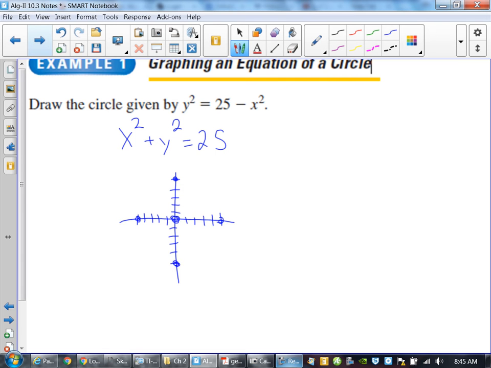Are you okay with me marking those tick marks like that? Ready? Squint looks better.